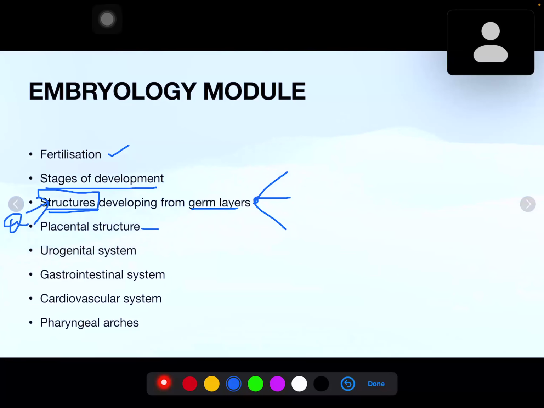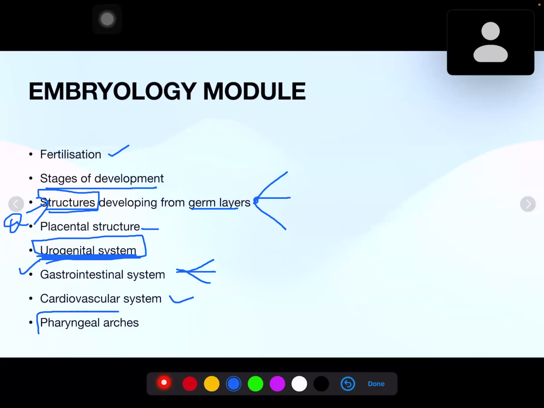Then there is a placental structure. Few questions may come. Then the urogenital system, because it is related to our module as well. So urogenital is very important for this embryology. Then GIT is also very important because there are anomalies and the physiological few things, the rotation, malrotation of gut and physiological hernia. So that's also very important. Then gastroschisis, then the cardiovascular system as well, the fetal circulation as well.